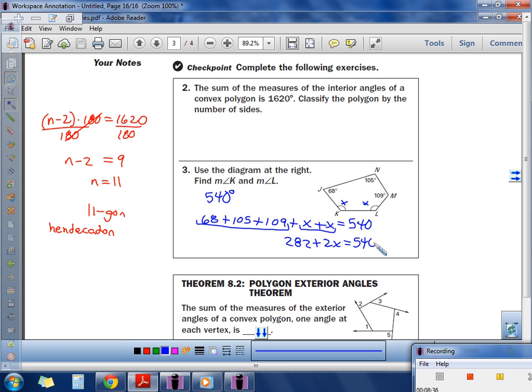So that means we now have 2 steps remaining. How do we get x alone? Subtract 282 first, and then divide by 2. When you subtract 282, you get, what, 250, what is it? 258, yeah. Dividing by 2 will give you 129.